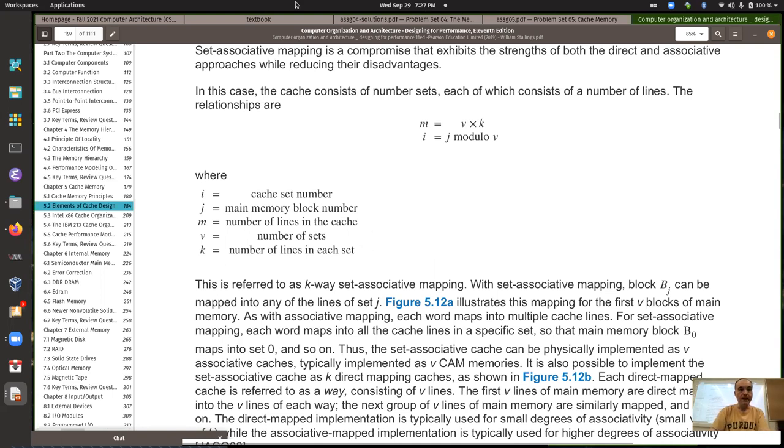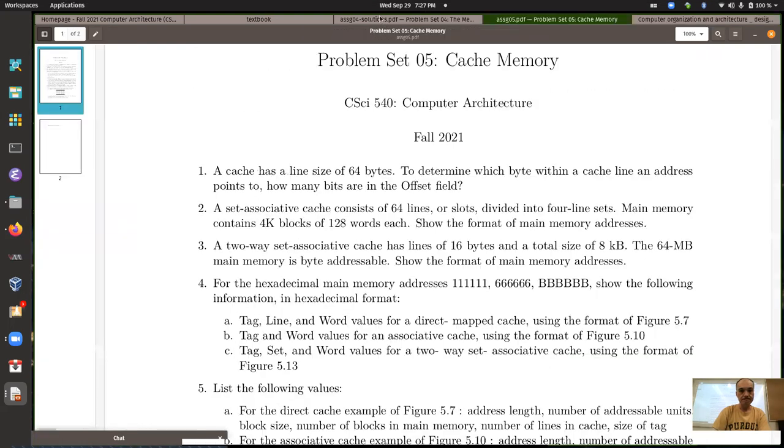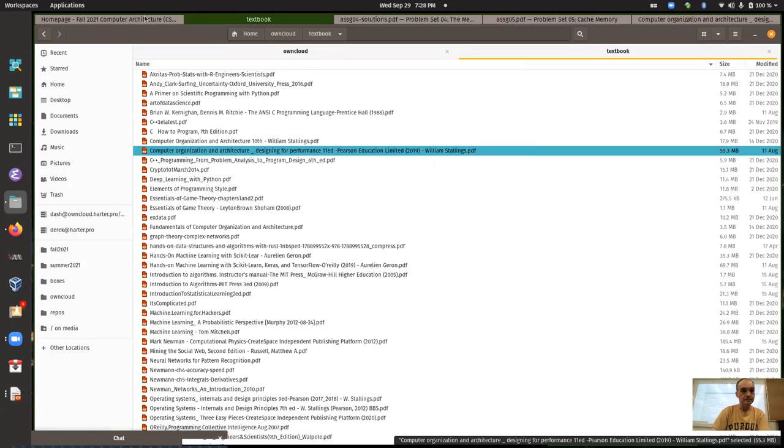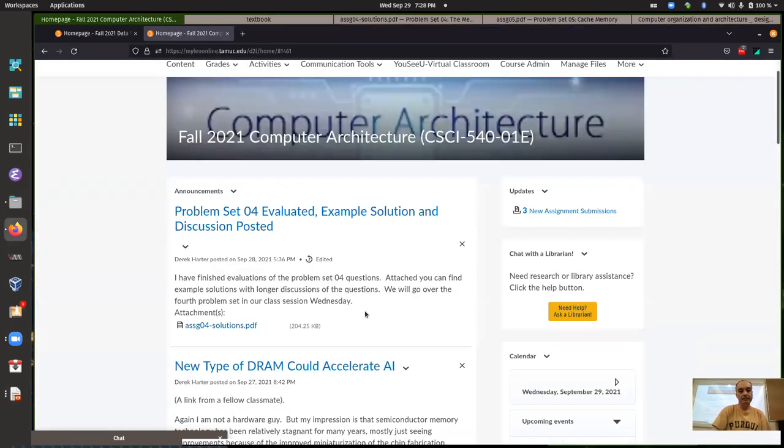All right, let me go ahead and get started on things here today. I thought the first part would be going back over problem set four. I had a few things I wanted to comment on, and then we'll talk about the next assignment some more, and the chapter five material here.